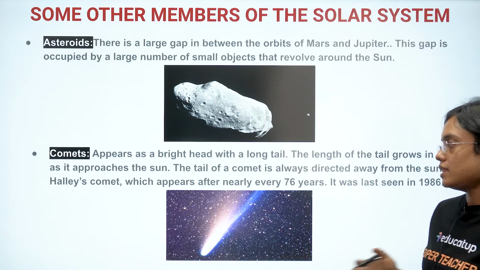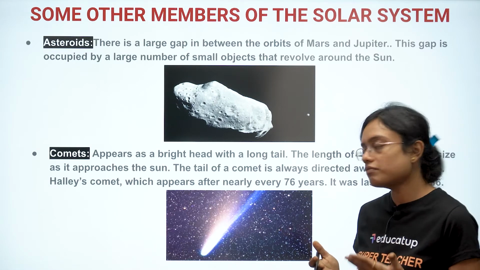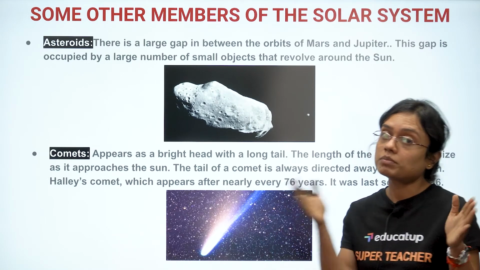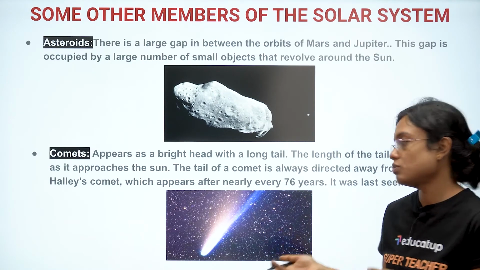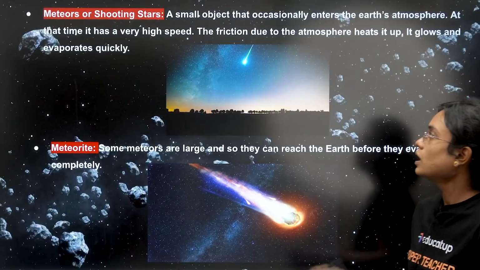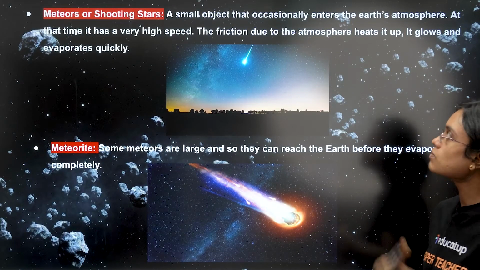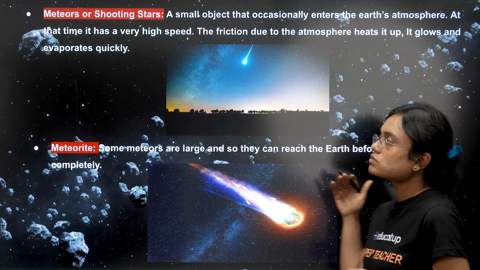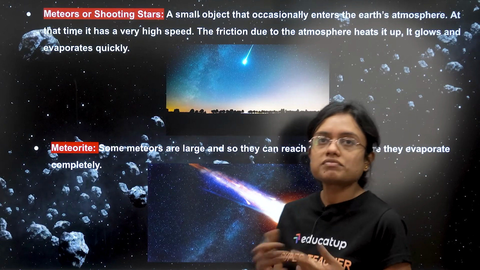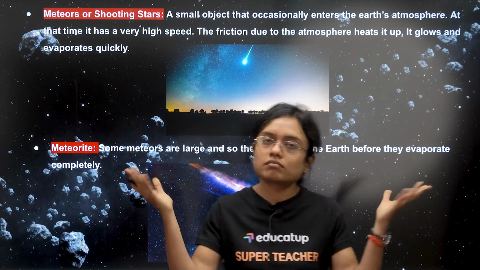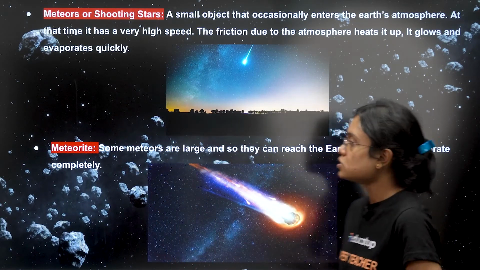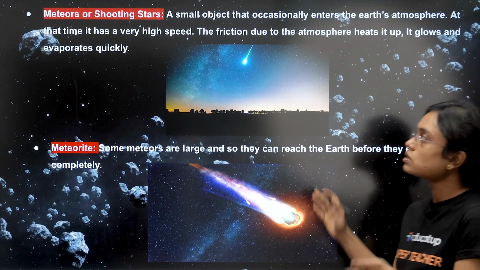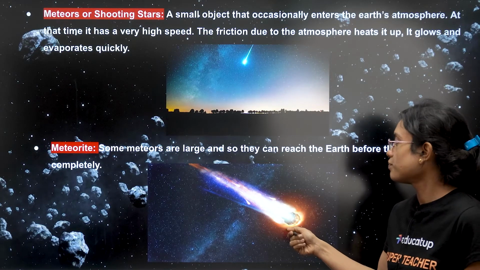Now, Halley's comet is something which appears after every 76 years. It was last seen in 1986. So you can calculate from 1986, after 76 years, it will be visible again. Now, meteors or shooting stars, a small object that occasionally enters the Earth's atmosphere with a very high speed, and due to the friction of the atmosphere, it glows and evaporates quickly. Then meteorites, some meteors are large and so they can reach the Earth's surface, and if they reach the Earth's surface, they are known as meteorites.